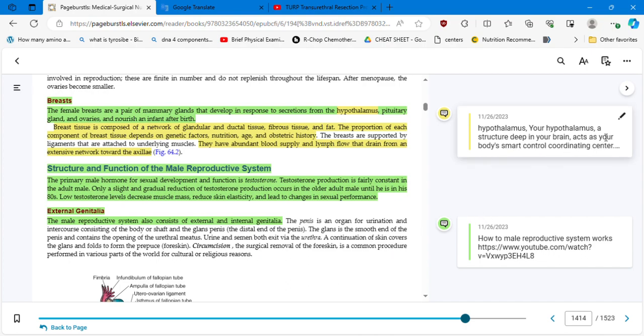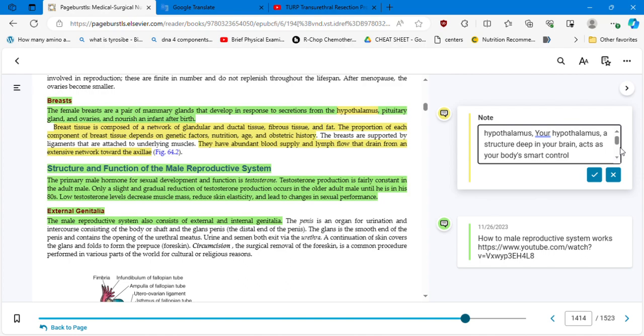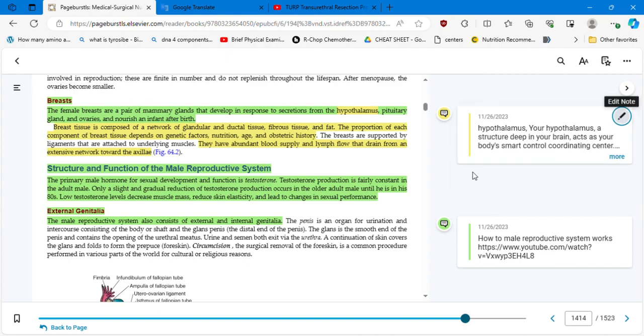So for those that want to refresh a little bit about the hypothalamus, it's a structure deep in your brain that acts as your body's smart control coordinating center. Its main function is to keep your body in a stable state called homeostasis. That's the hypothalamus. Breast tissue is composed of a network of glands and ductal tissue, fibrous tissue, and fat.